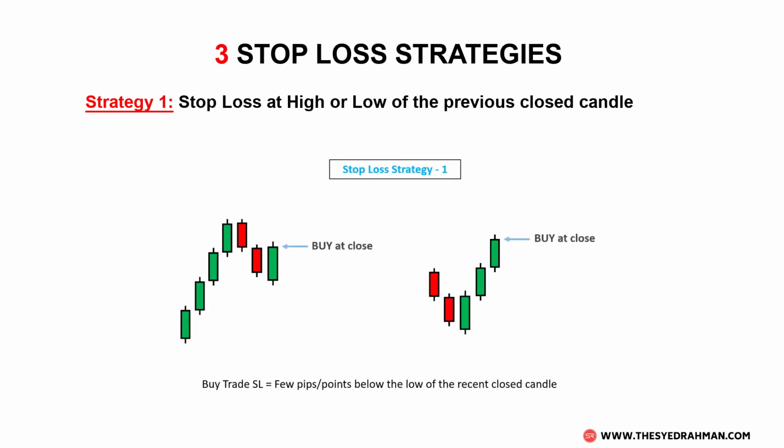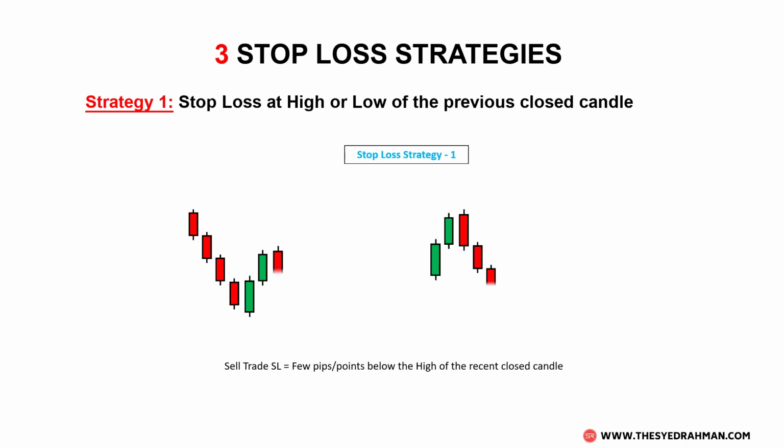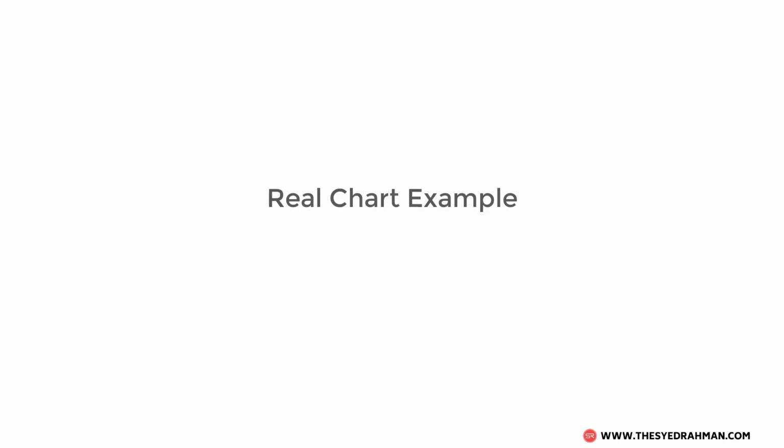So for buy trade, set the stop loss at a few pips or points below the low of the recently closed bullish candle, as the low of the closed bullish candle will act as the support. And for a sell trade, the stop loss will go at a few pips or points high of the recently closed bearish candle. Here, the high of the candle will act as the resistance for the trade. Now, let's have some real chart examples of this strategy.